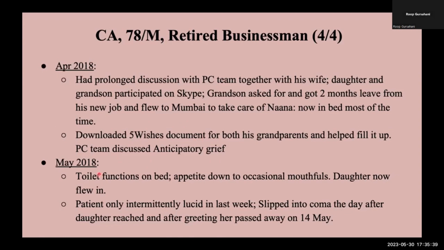In May 2018, he was completely bedridden, including toilet. And it was now that the daughter could get the leave to come in. And literally, he waited to meet her, slipped into coma the day after the daughter reached, and after greeting her, he passed away.